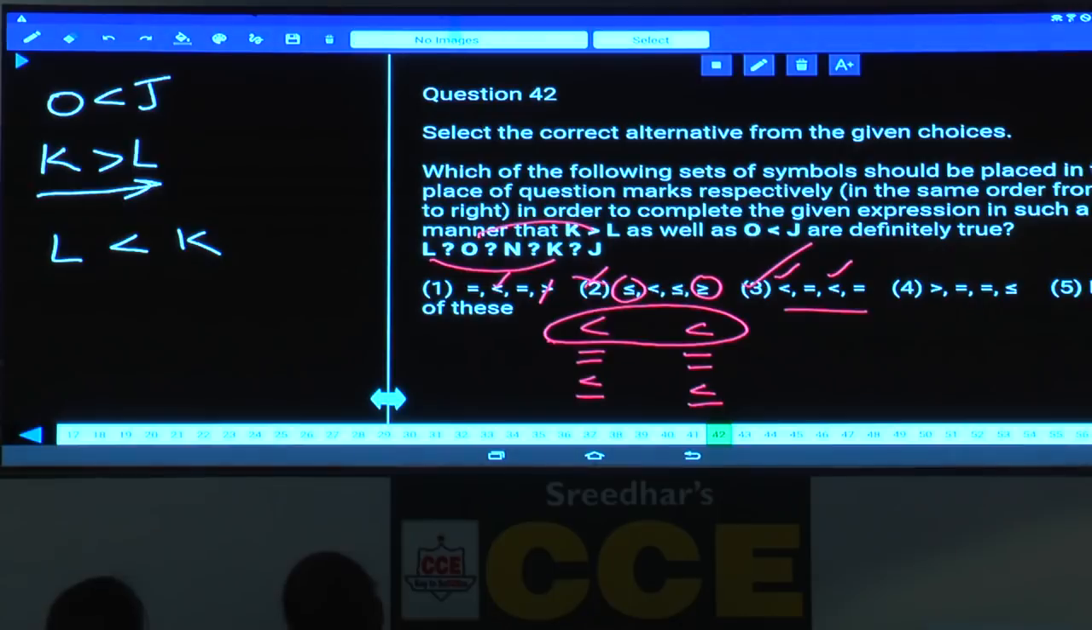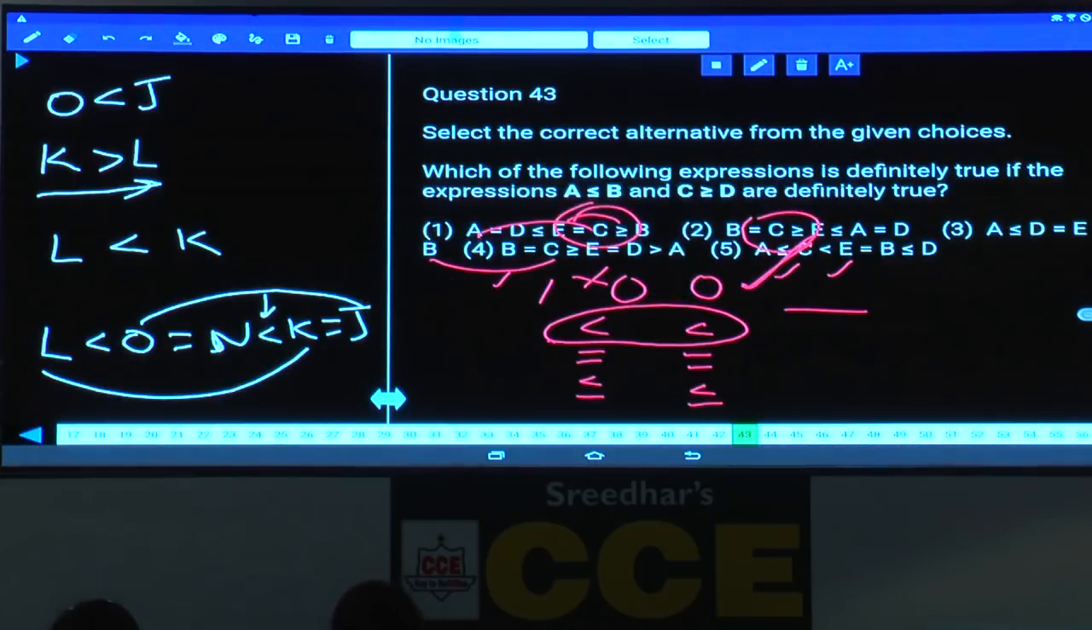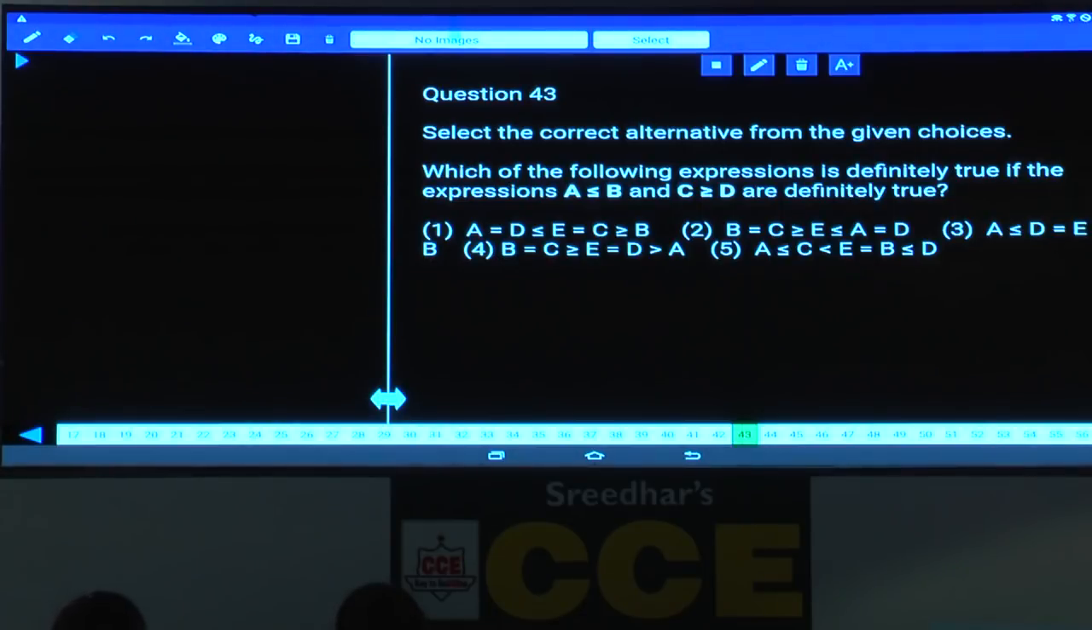Isn't it? Or else if you want to replace this one, replace L lesser than O, O equals to J, O equals to N, N is lesser than K, and K equals to J. Now check out here, K greater than L. L lesser than K means K greater than L is definitely true. And the next one, O lesser than J. Between O and J, there is one lesser than, so O lesser than J is true. Then what is your answer here? Choice 3. By replacing the symbols in the same order in choice 3, you can definitely get O lesser than J as well as K greater than L, definitely true. Now this is about question number 42.